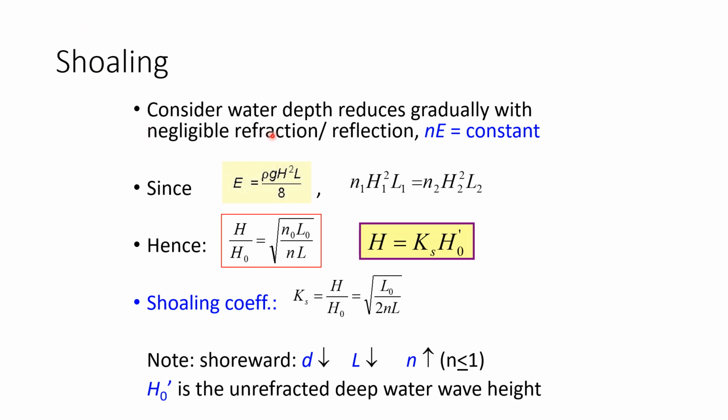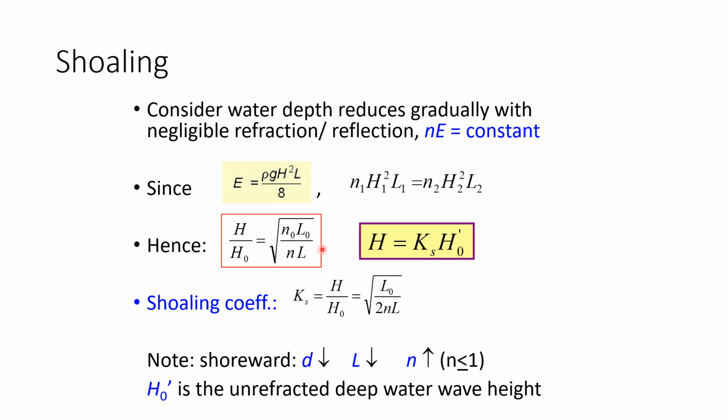because we want to study only the effect of shoaling. We don't want any other effect. Specifically, we don't want to look at the reflection effect. There might be reflection, but we are going to assume that there is no reflection. So this is the unreflected deep water wave height. If we know the unreflected deep water wave height, we can calculate the wave height at any other location which has a different water depth, if we know Ks.